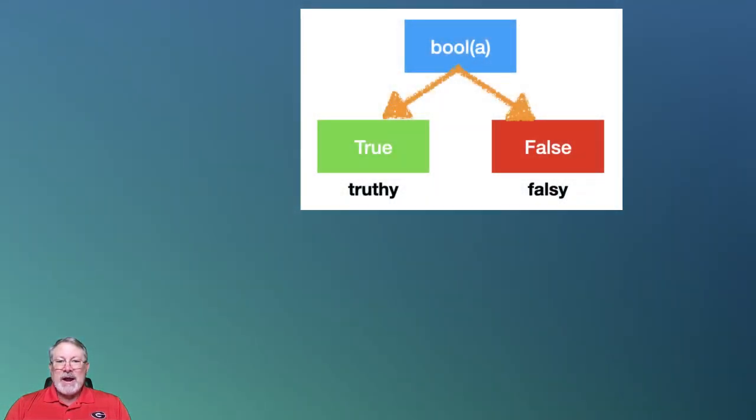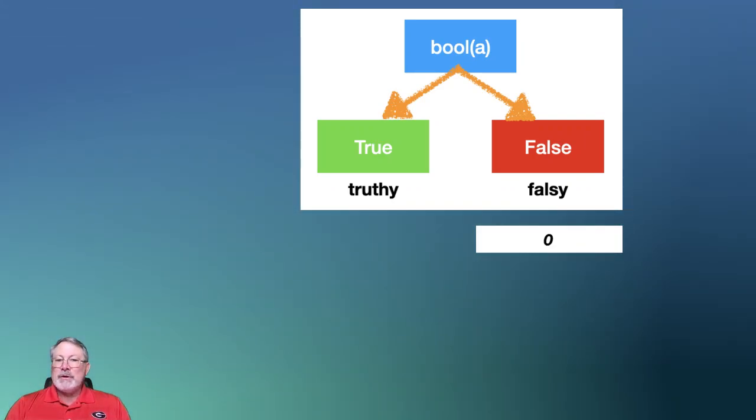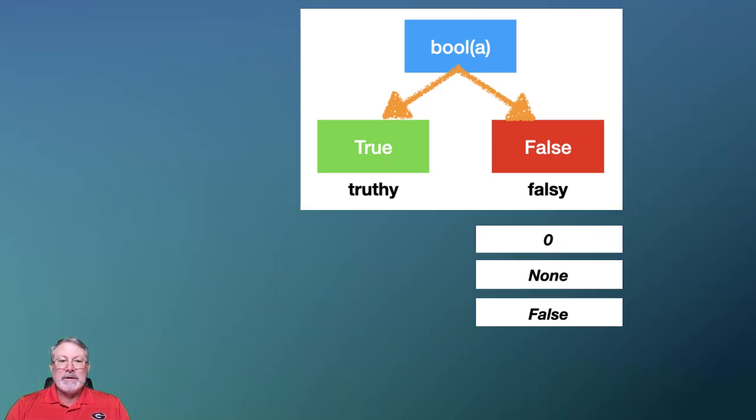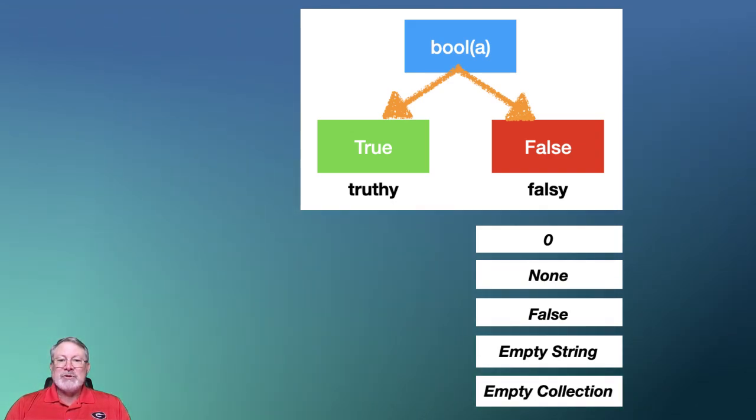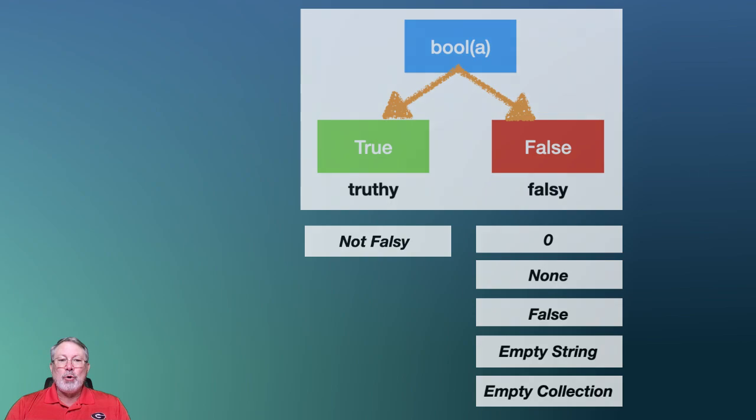It's essential to grasp what truthy and falsy mean in this context. Truthy refers to values that evaluate to True in a Boolean context, and falsy are those that evaluate to False. Understanding these concepts is key to mastering Python's control flow.